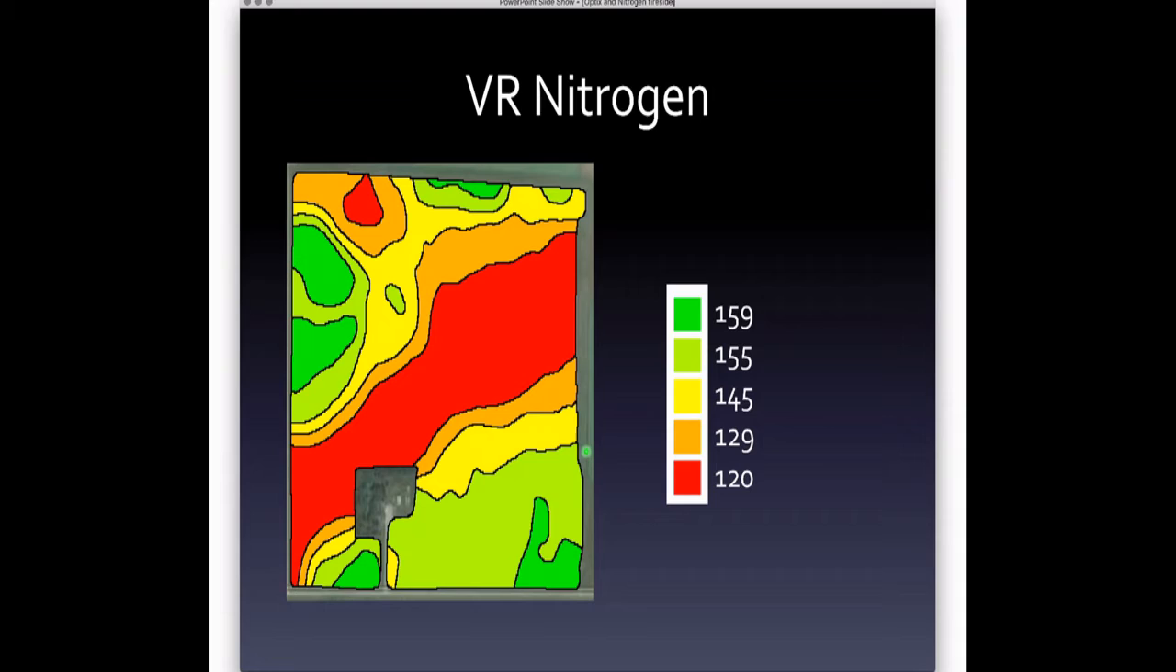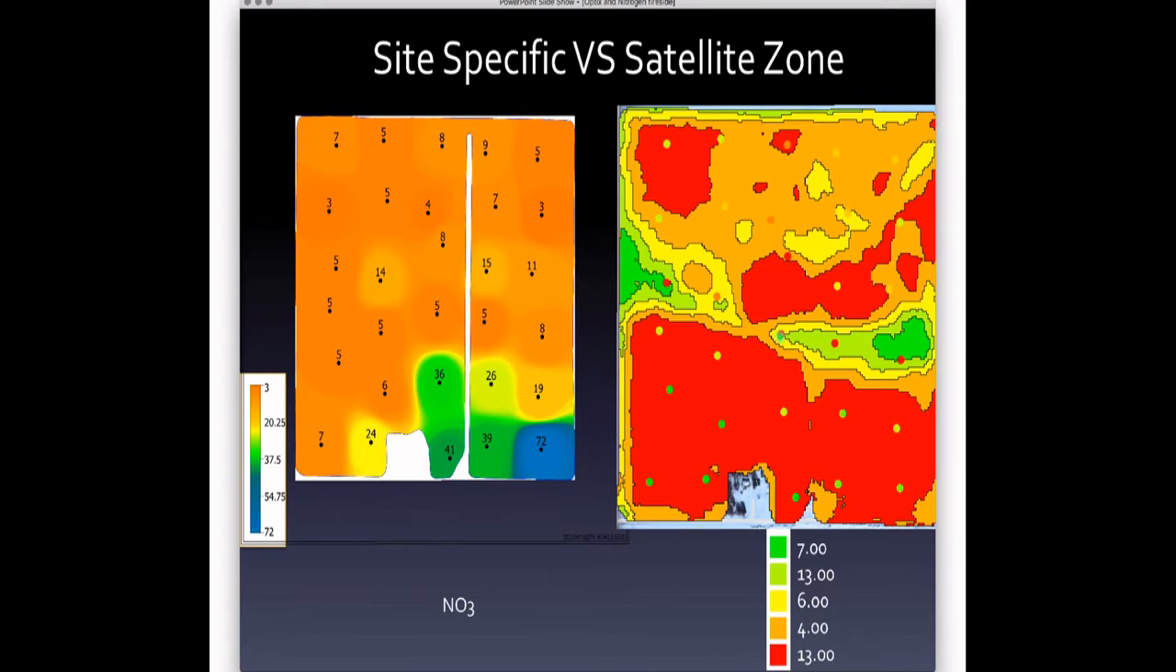Just an example of a variable rate nitrogen map based off of a Veris or an EM zone, ranging from 120 pounds of product up to 159. When you look at another field here, we've got a satellite zone versus a 5-acre site specific, and we'll focus on this red area, which is zone 1. We have 13 parts per million nitrate nitrogen as a background residual. Within that zone, we've got a 72, a 39, a 36, and these are all parts per million, so you double that for pounds per acre.